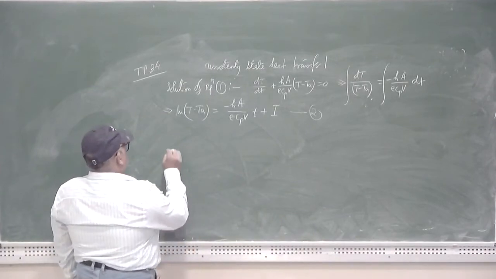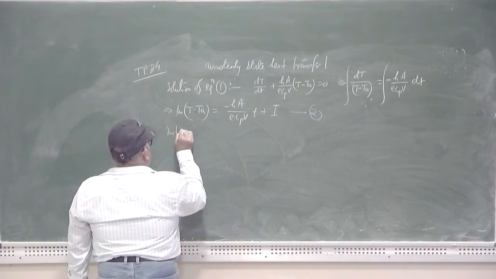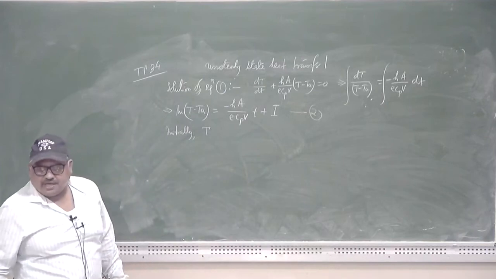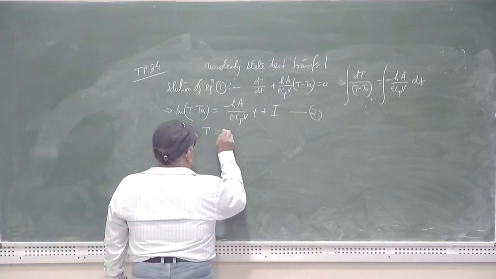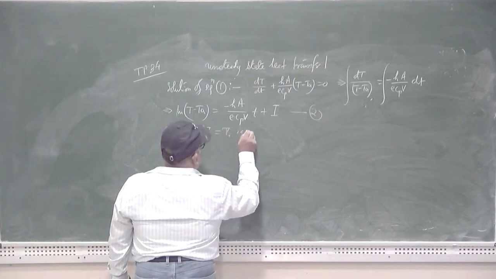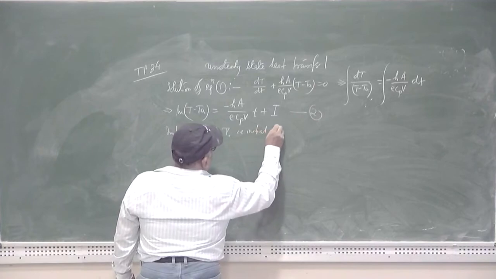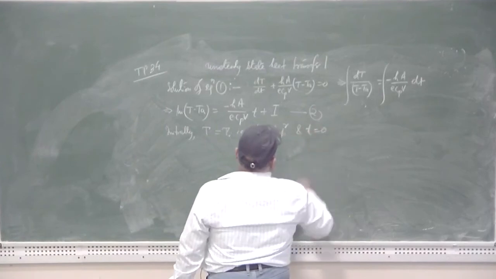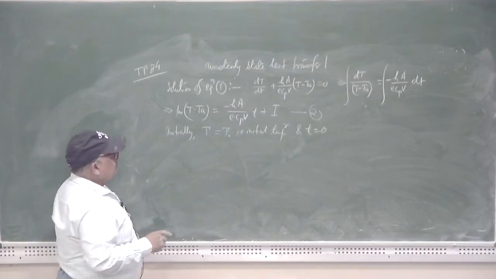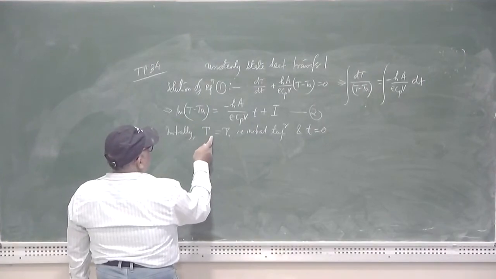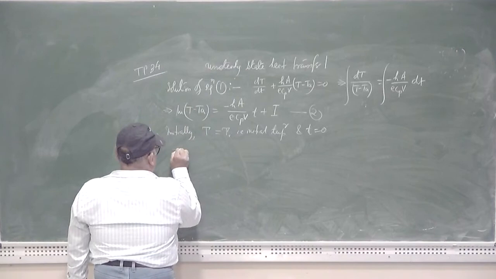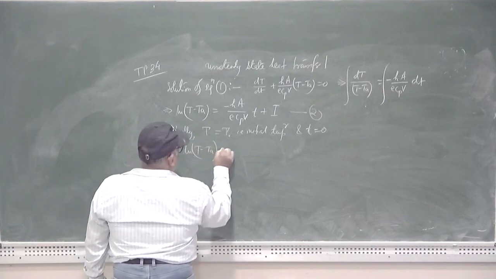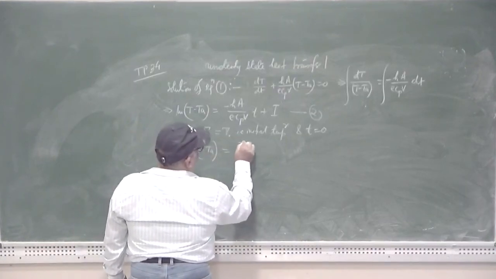So, initially the instantaneous temperature of the body will be the initial temperature. Initially T is equal to Ti, that is the initial temperature, at time t equal to 0, that is the beginning. So putting this initial condition in equation number 2, we can write ln(Ti minus Ta), since this quantity will be 0, equal to I.